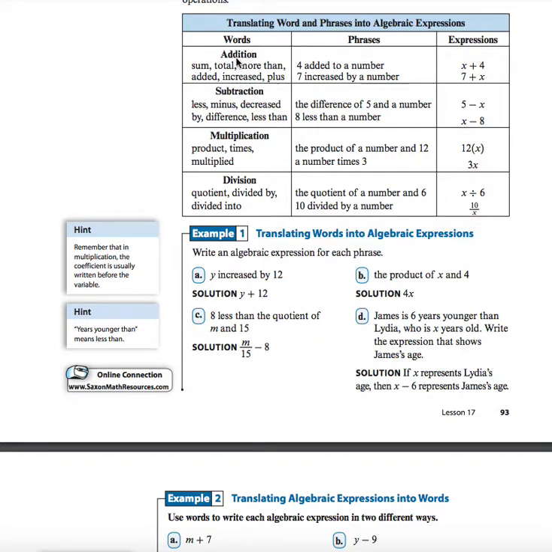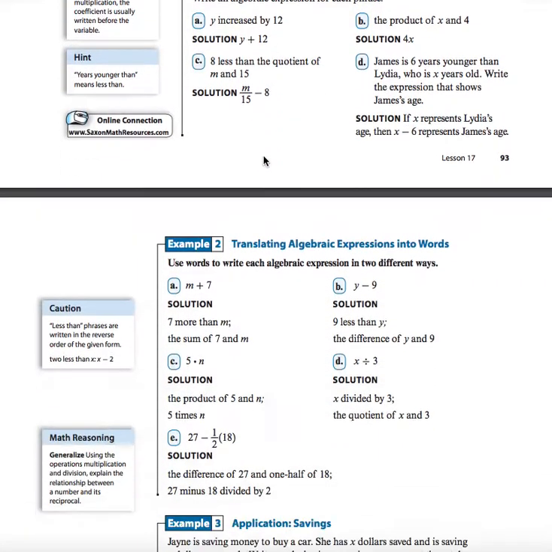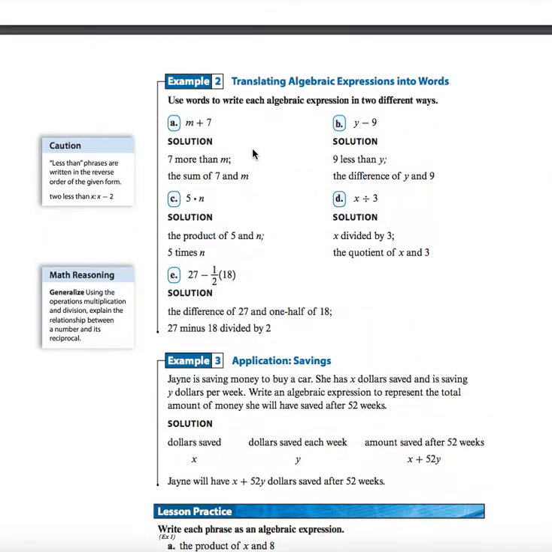There's a number of ways to write addition, subtraction, multiplication, and division. So your answers might be different in this way, which is why I really like this part of our lesson today. Letter A, m plus 7 could be written as 7 more than m, or the sum of 7 and m, as you're just reading it from left to right. Letter B, 9 less than y, or y minus 9, or the difference of y and 9. There's multiple answers. Letter C, 5 times n, or the product of 5 and n.